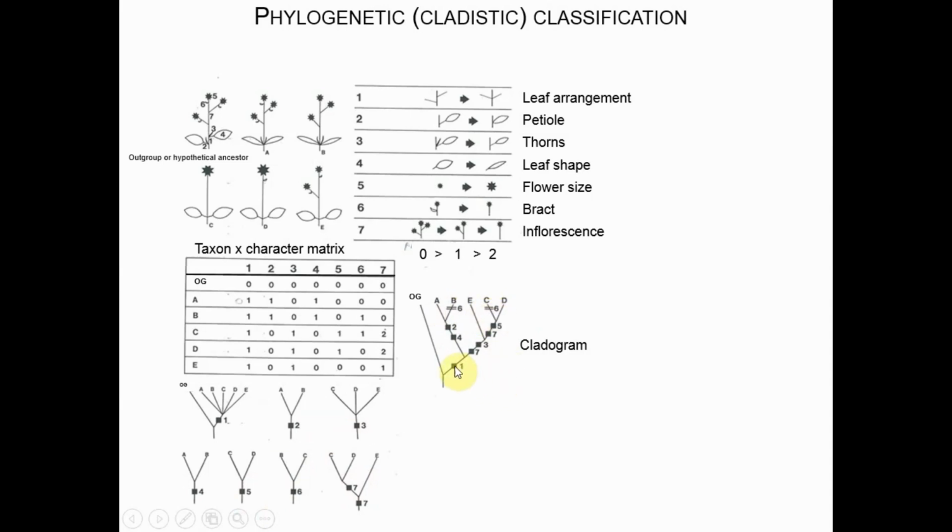Okay, then we can count the number of steps in this tree to determine the length of the tree. For that we count these character blocks that we've put in: 1, 2, 3, 4, 5, 6, 7, 8, 9. So this cladogram has 9 steps.